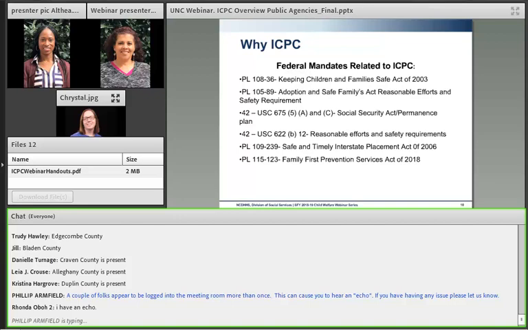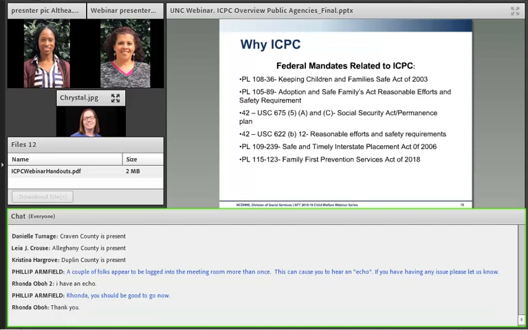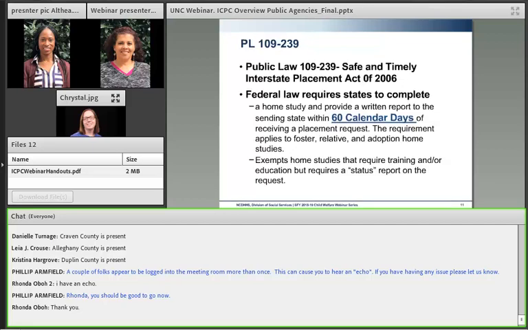One of the laws that we want to look at is Public Law 115-123, the Family First Prevention Services Act of 2018. It mandates a requirement for states to have a centralized interstate processing system. Later in the webinar, you'll hear more about NEAS and the interface with NC-FAST, which is the electronic processing system that is currently being utilized in ICPC.